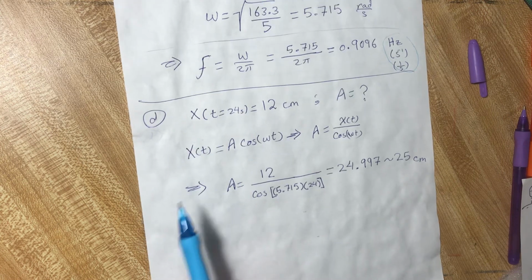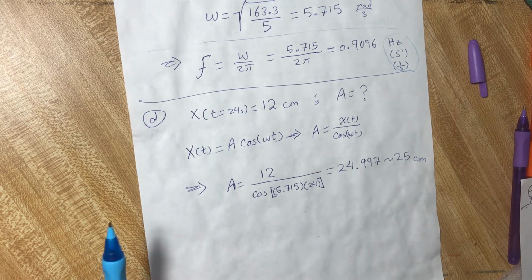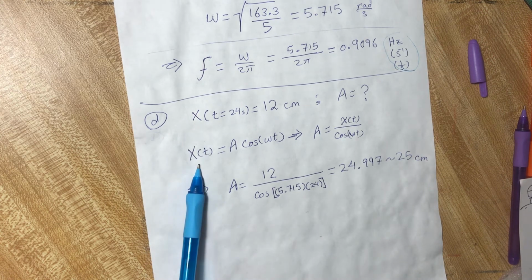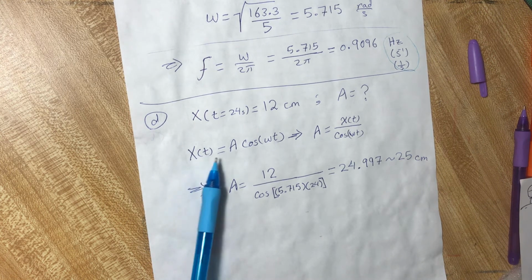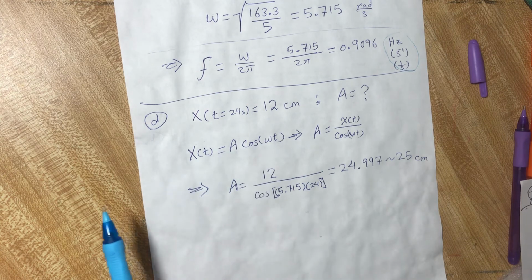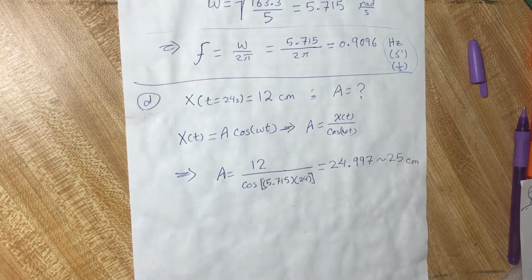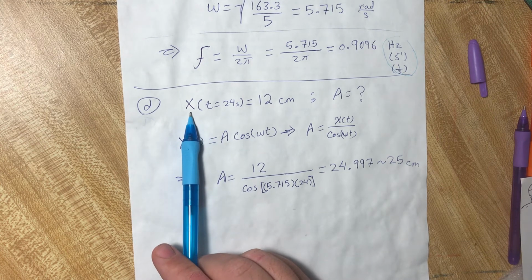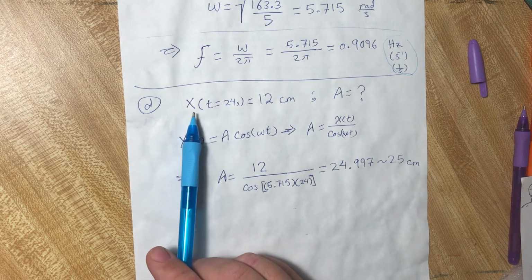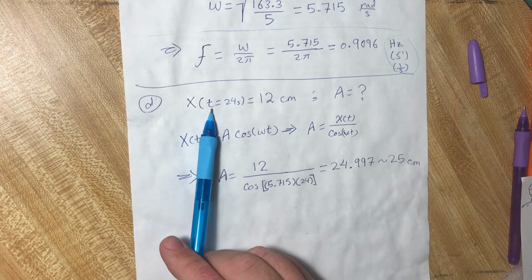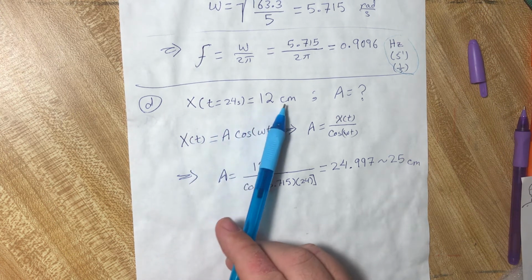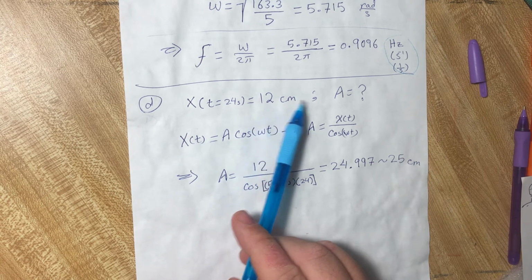The final part now. If we have the position, we know that the relation of position is x of t equal to A cosine omega t. A is constant. If we know that x, the position at the time t equal 24 seconds, is equal to 12 centimeters, how much is A?